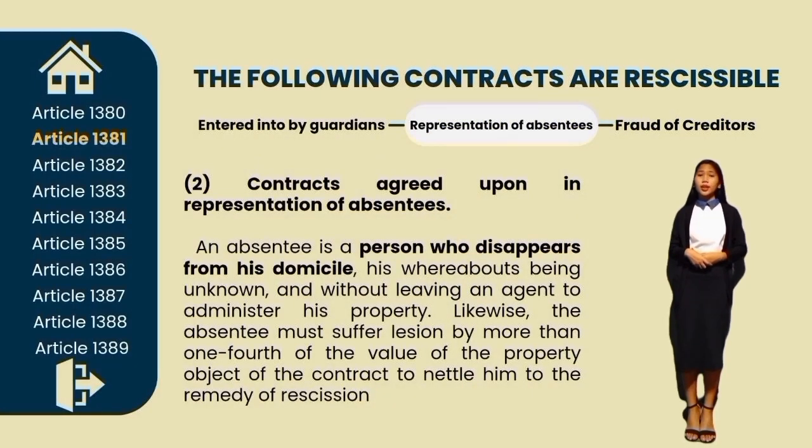2. Contracts agreed upon in representation of absentees. An absentee is one who is away from his domicile, whose whereabouts are unknown, and who left no agent to manage his property. Likewise, the absentee must suffer a lesion of more than one-fourth of the value of the property of the contract to entitle him to the remedy of rescission. It must be noted that 1 and 2 refer only to transactions by the guardian of a ward and the representative of an absentee. As a general rule, lesion does not invalidate a contract except only in the cases specified by law.